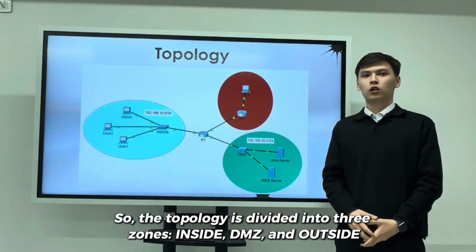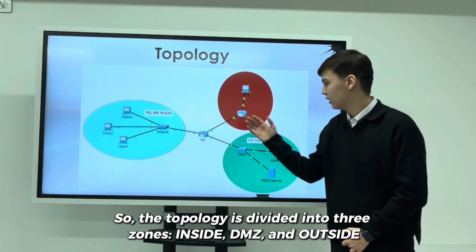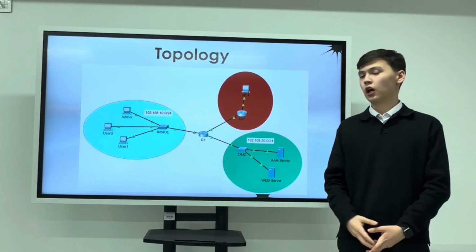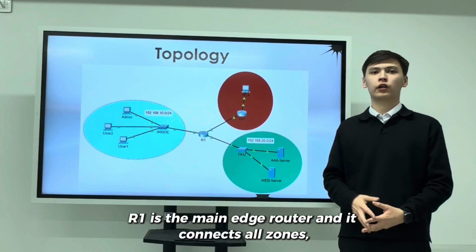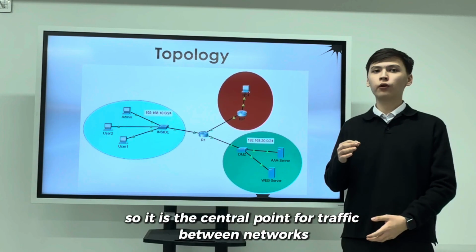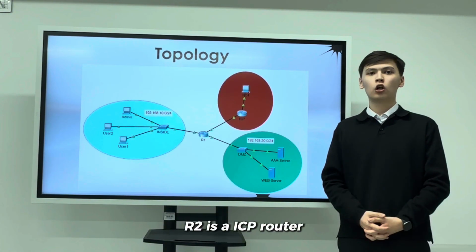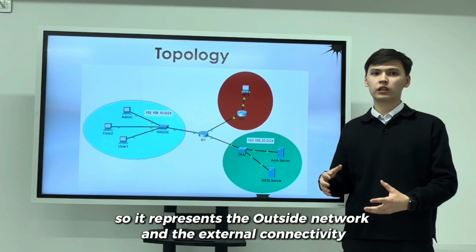Let's start. The topology is divided into three zones: inside, DMZ, and outside. R1 is the main edge router and it connects all zones. So, it is the central point for traffic between networks. R2 is the ISP router, so it represents the outside network.